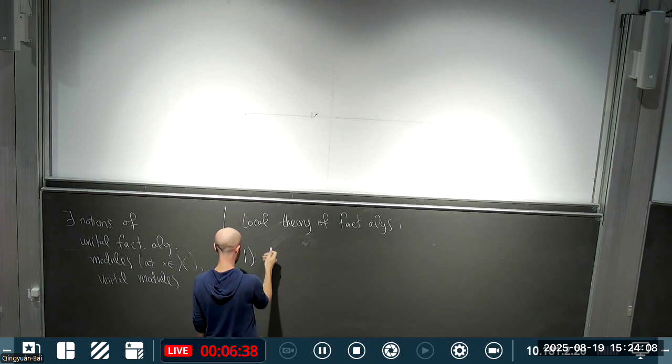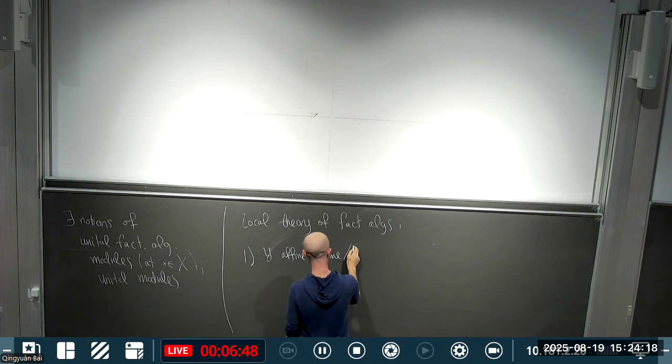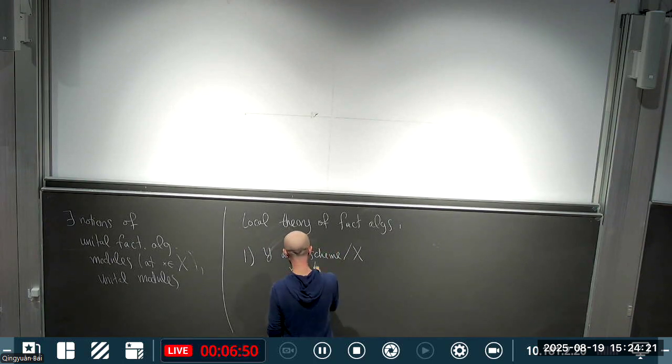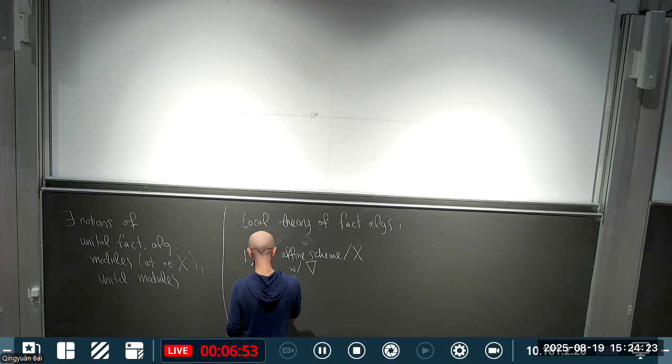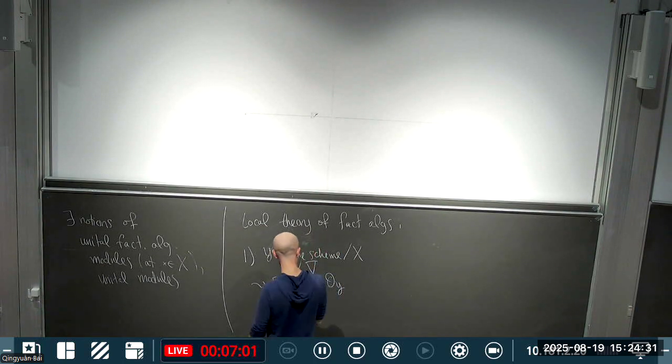So the first basic example here is that if you have Y, some affine scheme over X with a connection, this gives rise to a factorization algebra. I'm just repeating what Kevin said. A factorization algebra, which is sort of functions on Y, just call it O_Y.